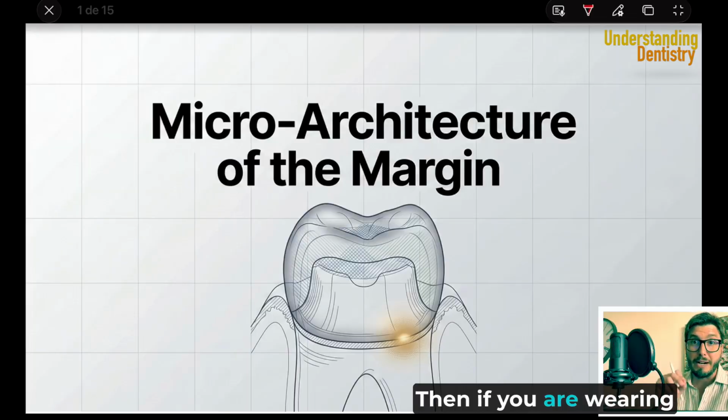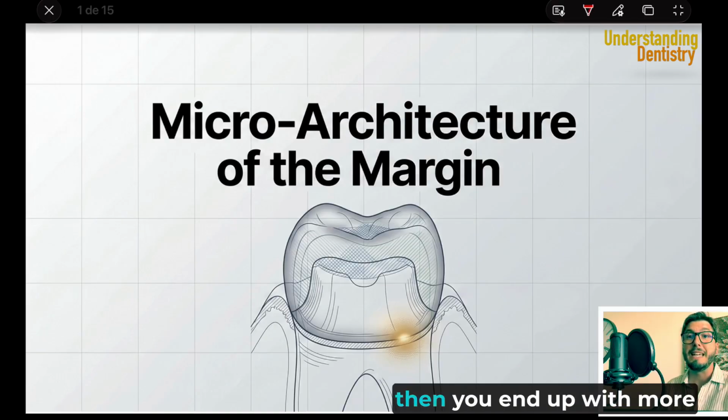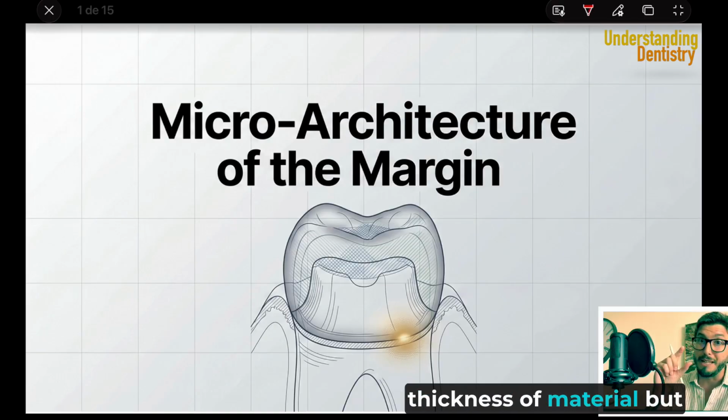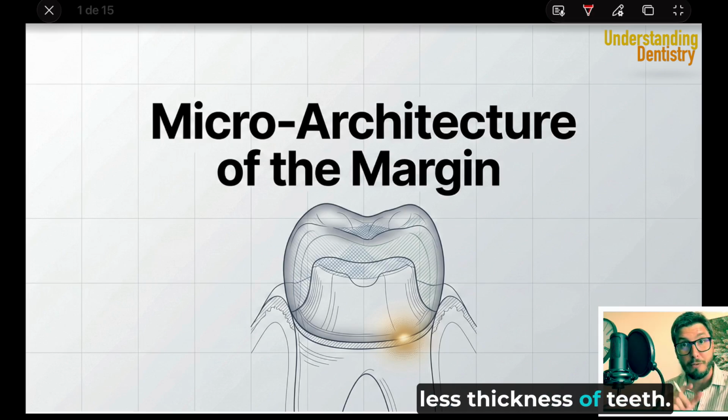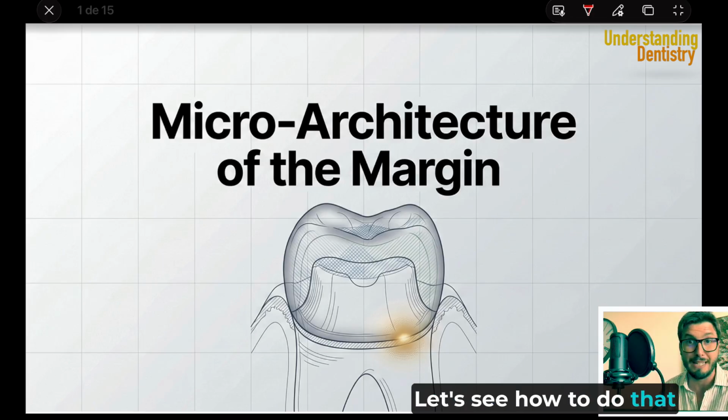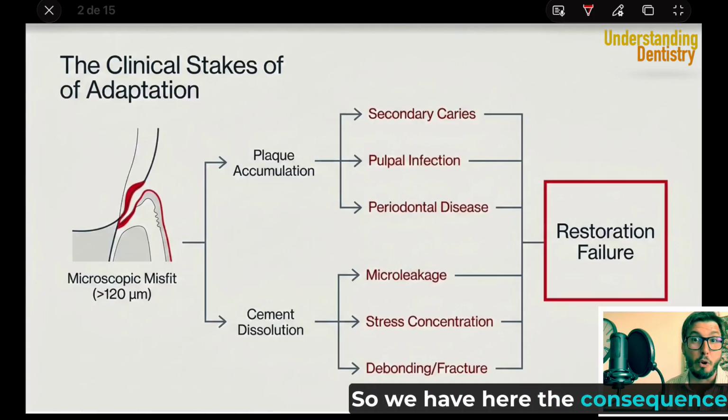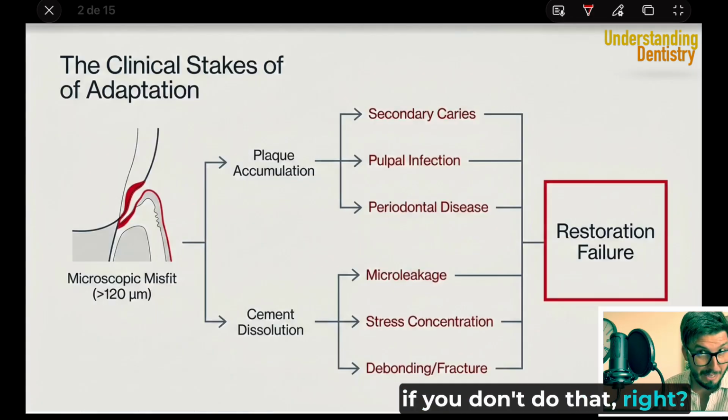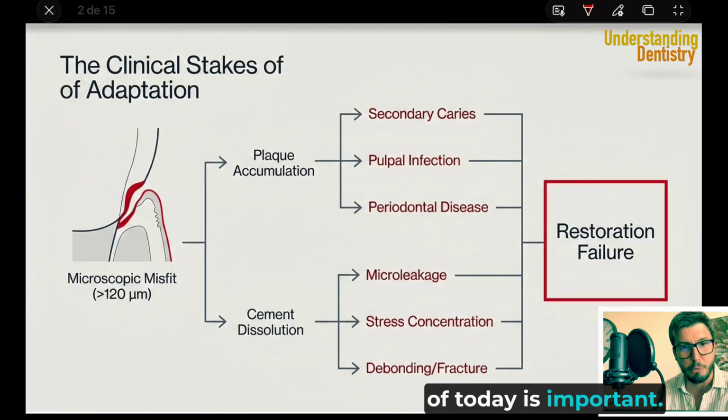Then if you are wearing more of your tooth, so if you are reducing more of your tooth, then you end up with more thickness of material but less thickness of teeth. So we need to decide this accordingly. Let's see how to do that. Very quick, very easy. So we have here the consequences if you don't do that, right? So that's why the topic of today is important.